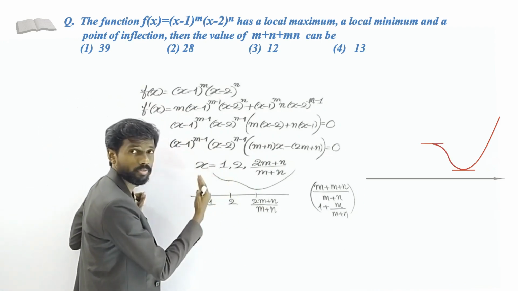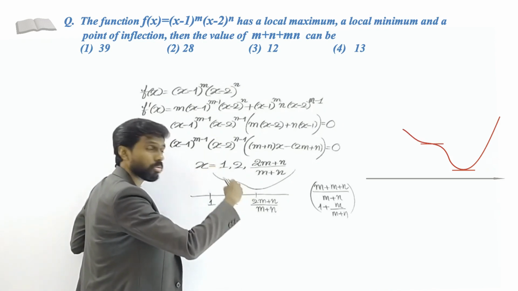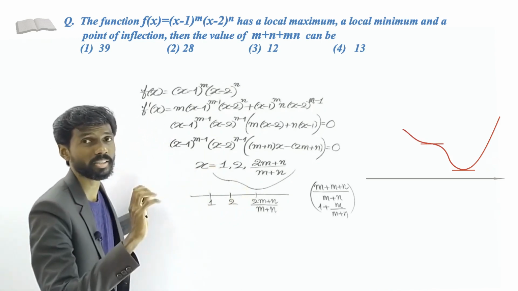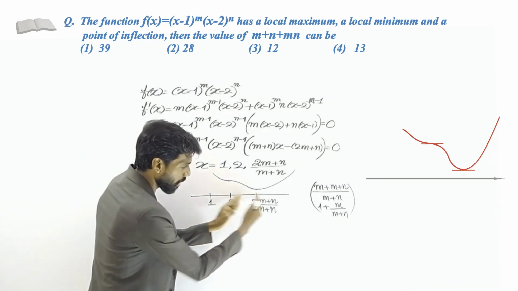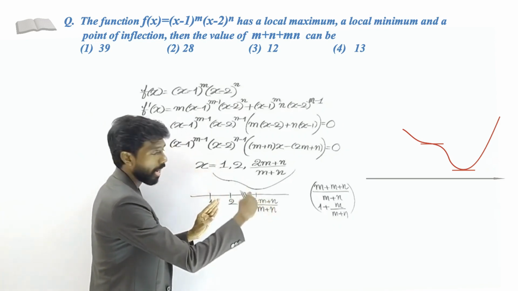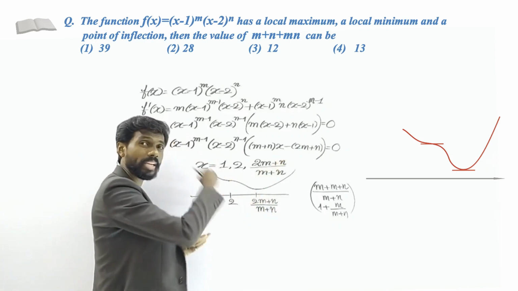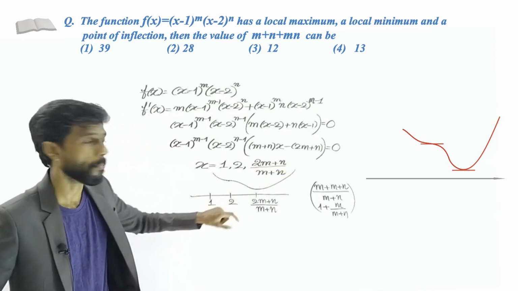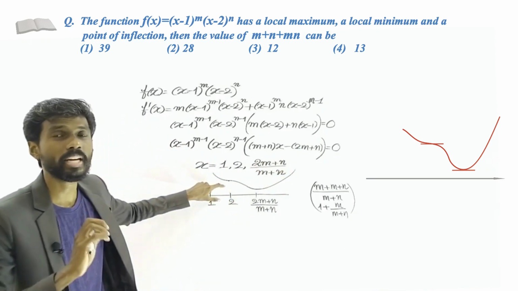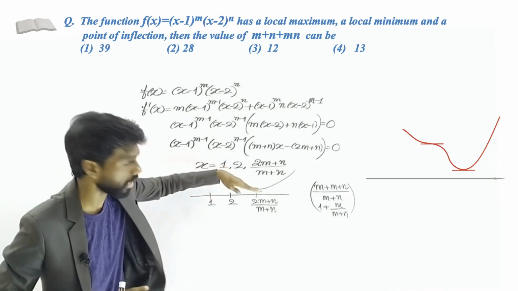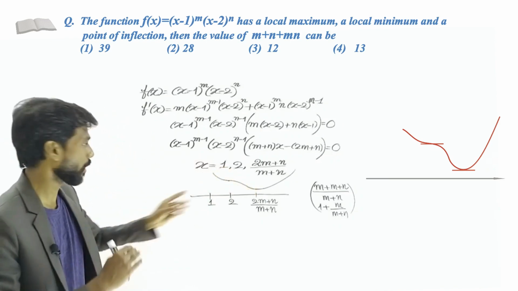So the derivative is negative to the left of 2, and the derivative is also negative to the right of 2. The derivative does not change sign. Unlike here, to the left of this point the derivative is negative, and on the right the derivative is positive, so negative to positive, so that is why it is a minimum. But at the point of inflection, the derivative does not change the sign, so it is negative on both sides.